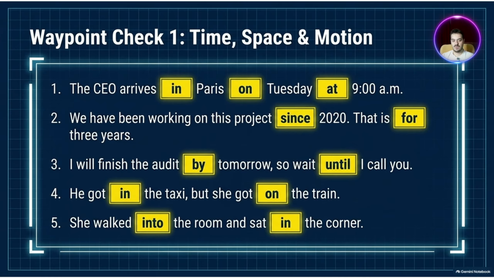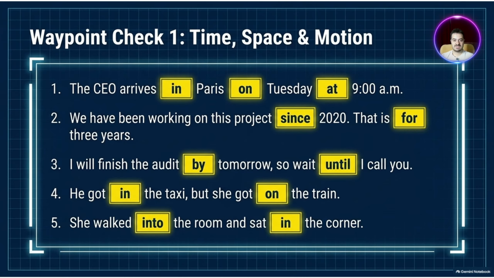Number 2, we have been working on this project since 2020. That is for 3 years. Since 2020 because 2020 is the origin of that time or the starting point of that action. And that is for 3 years. Use for because we are referring to the duration.